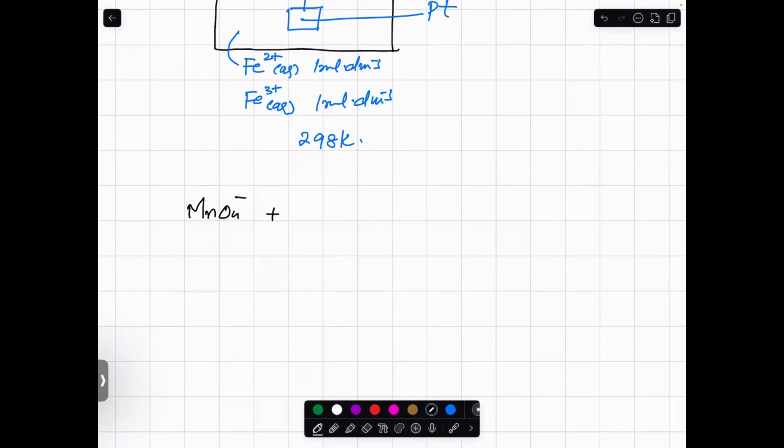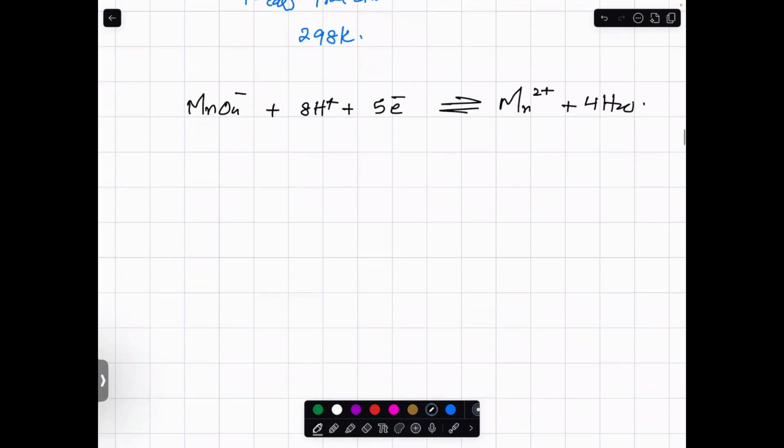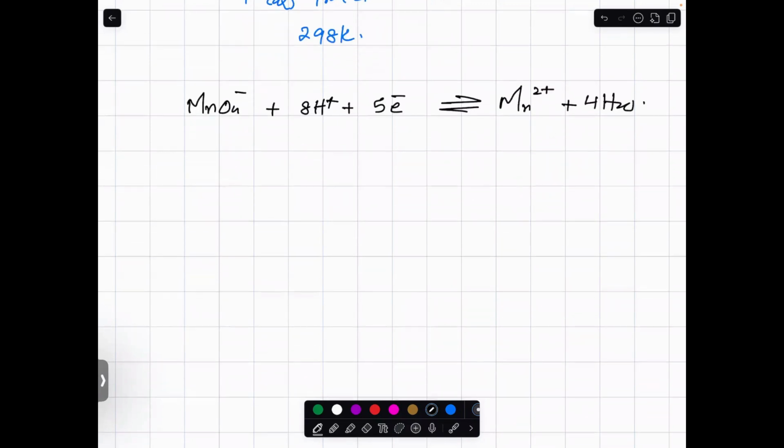MnO4⁻ + 8H⁺ + 5 electrons → Mn2+ + 4 water, this is a half cell. Is there any metal? No. No metal. So what are you supposed to use? Platinum. Your electrode is platinum.